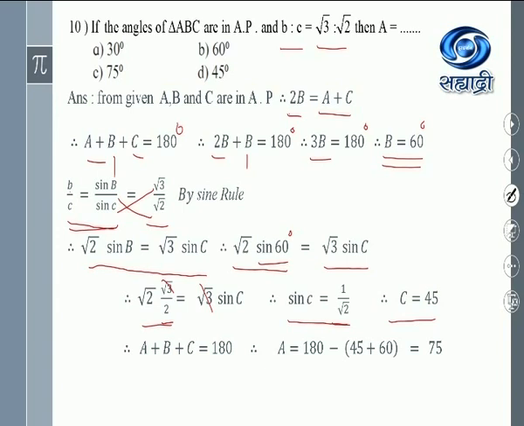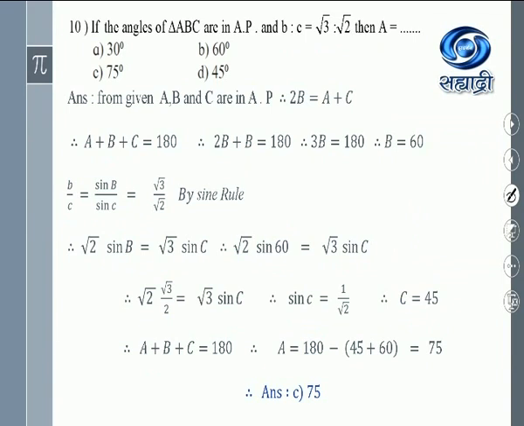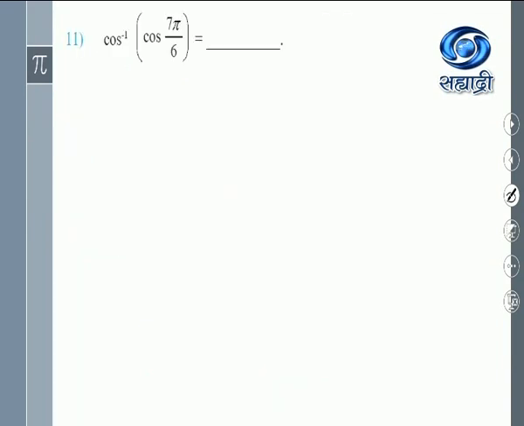So here A plus B plus C, you know, is 180 degrees. Therefore A is equal to 180 degrees minus (45 plus 60), which is equal to 75 degrees. See the values we got? B and C we got, and you are asked to find A. So we substitute in this equation and get the answer 75 degrees. Clear? So the answer is option C, 75. Always write the answer with its option C and then the correct answer. Okay, understood the method?